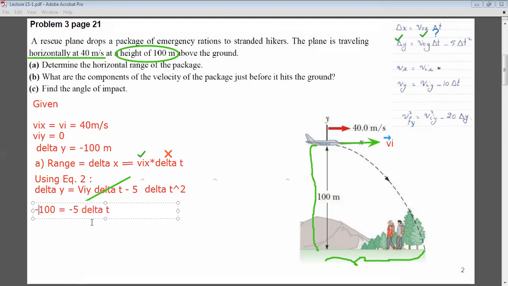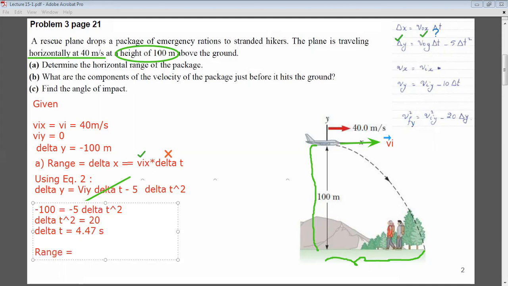So minus 100 equals minus 5 delta t squared. Delta t squared is equal to 100 over 5, that's 20. So delta t is equal to 4.47 seconds. Okay, we got delta t, so now we can calculate the range.